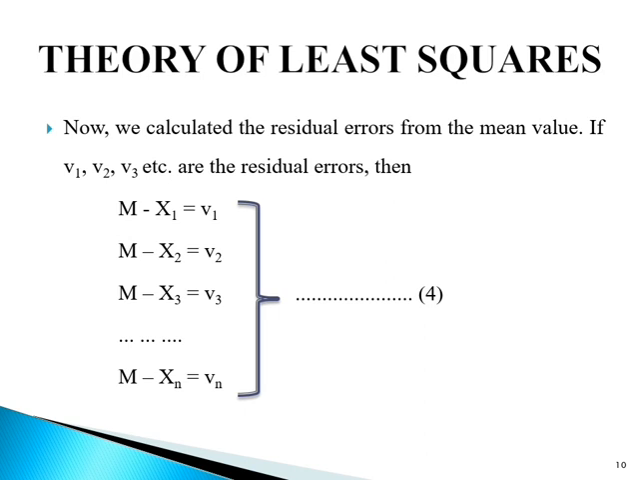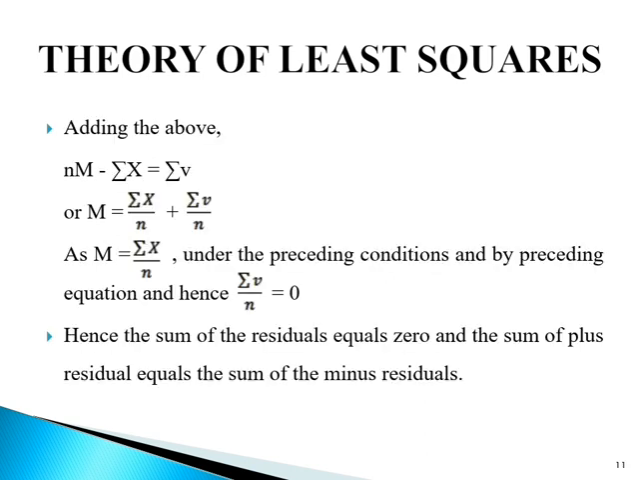Adding the above equations, nm minus sigma x is equal to sigma v, or m is equal to sigma x divided by n plus sigma v divided by n. As we know, m is equal to sigma x by n under the preceding conditions and by the preceding equation, and hence sigma v divided by n is also equal to 0.